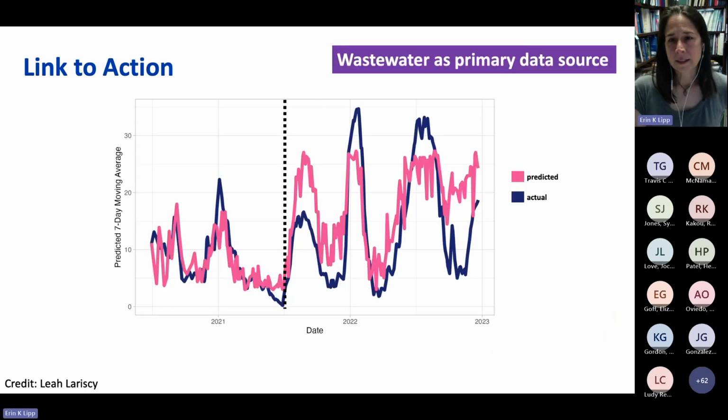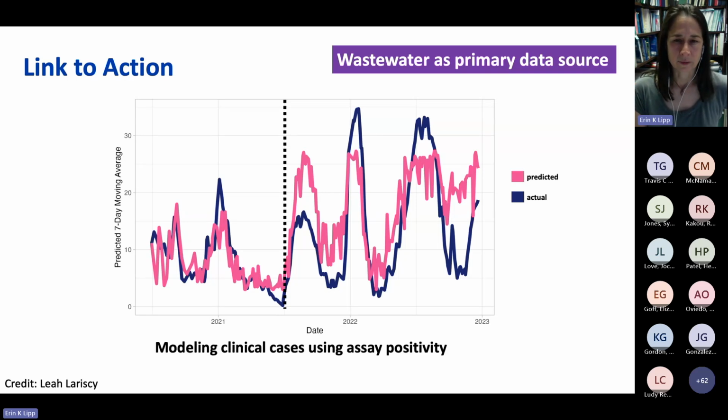And then again, using wastewater as a primary data source. There's early modeling work that's been done. This is from Athens again as well. The blue line here shows our actual cases in terms of a 7-day moving average. The pink line shows prediction using a very simple linear model. Again, these things aren't perfect, but you can start to see that they're trending well together. So at some point, as we have fewer and fewer people coming in to get tested, can we use assay positivity or viral load as a way of estimating what cases are in a community?